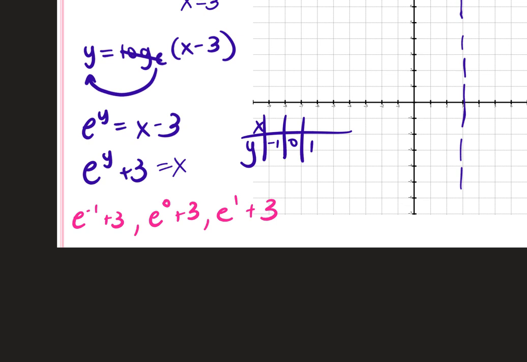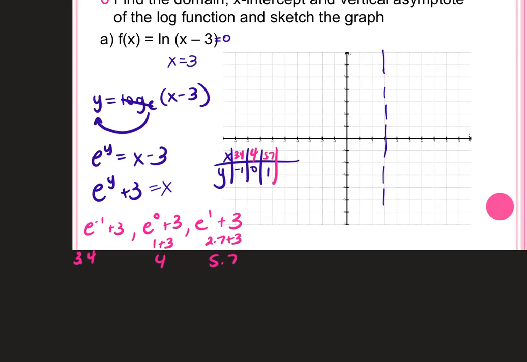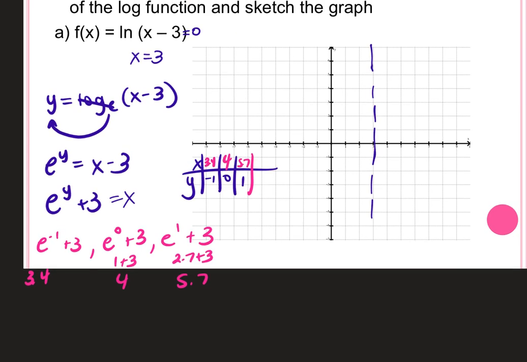Now, you could really do 2 of these without a calculator, but specifically that middle one, what is E to the 0? This would be 1 plus 3, which is 4. So that you could do without a calculator. What is E to the first? What do we approximate E to be? 2.7. So this would be 2.7 plus 3. That could also be done without a calculator. The only one I really need it for is E to the -1. So second ln, -1. So it's E to the -1 plus 3. And that's 3.36. So we're going to round it to 3.4. So I get 3.4, -1, 4, 5.7.